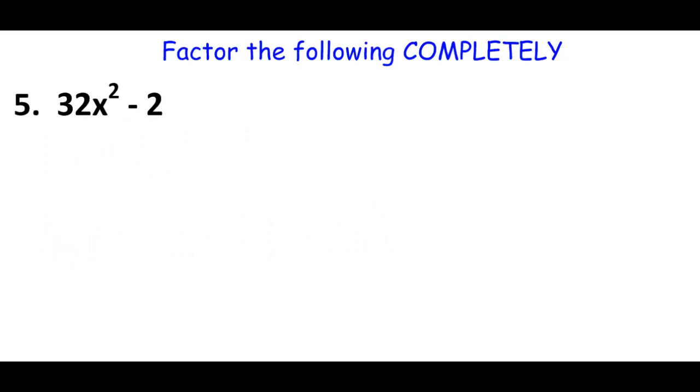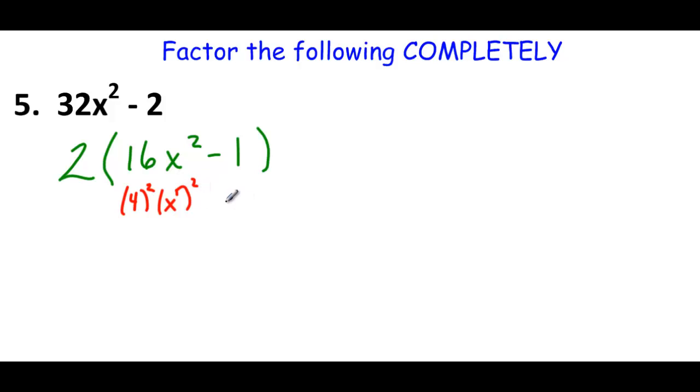All right, let's look at number 5. I have two terms, so it's a binomial, but I cannot break each of these individually down to something squared. 32, there's lots of different factors, but nothing squared. But you should notice that there's a common factor of 2 that I could take out of each of these. And if I do that, I'm left with 16x squared minus 1. Now that I've factored out the 2, I can actually break down 16 into 4 squared, x squared into x to the first squared, and 1 can be broken down into 1 squared.